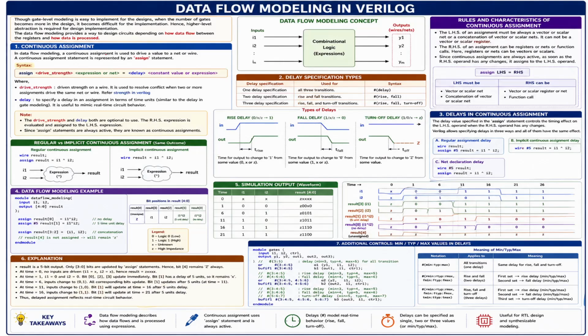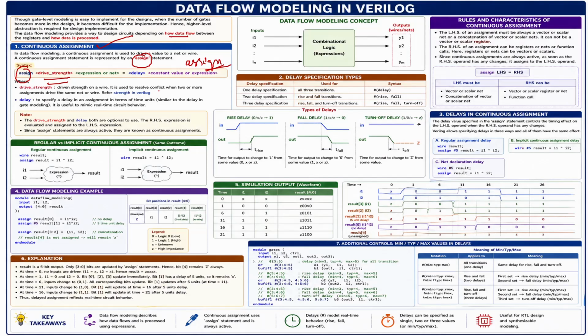So data flow modeling, how the designing is done depends upon the data flow. So this data flow defines how your design is flowing, from input to output, how it is flowing, that will be defined by the data flow modeling. Here we are using continuous assignment. In this continuous assignment, the keyword we are using is called assign. Assign is the keyword. In this assign statement, see assign and then drive strength. Drive strength means either supply 0 or supply 1.